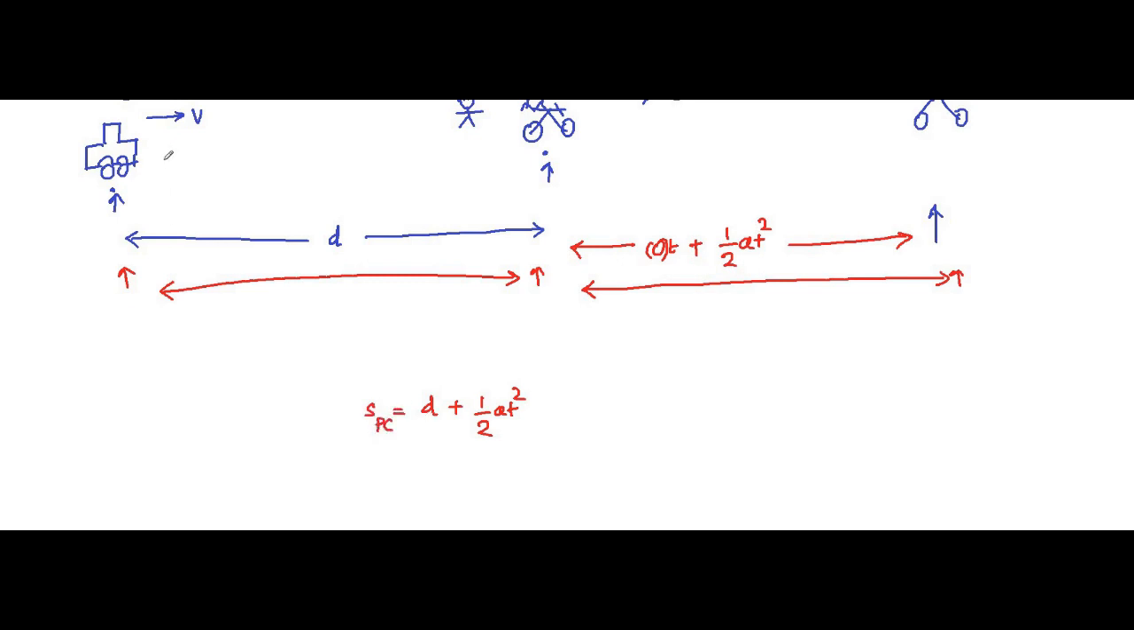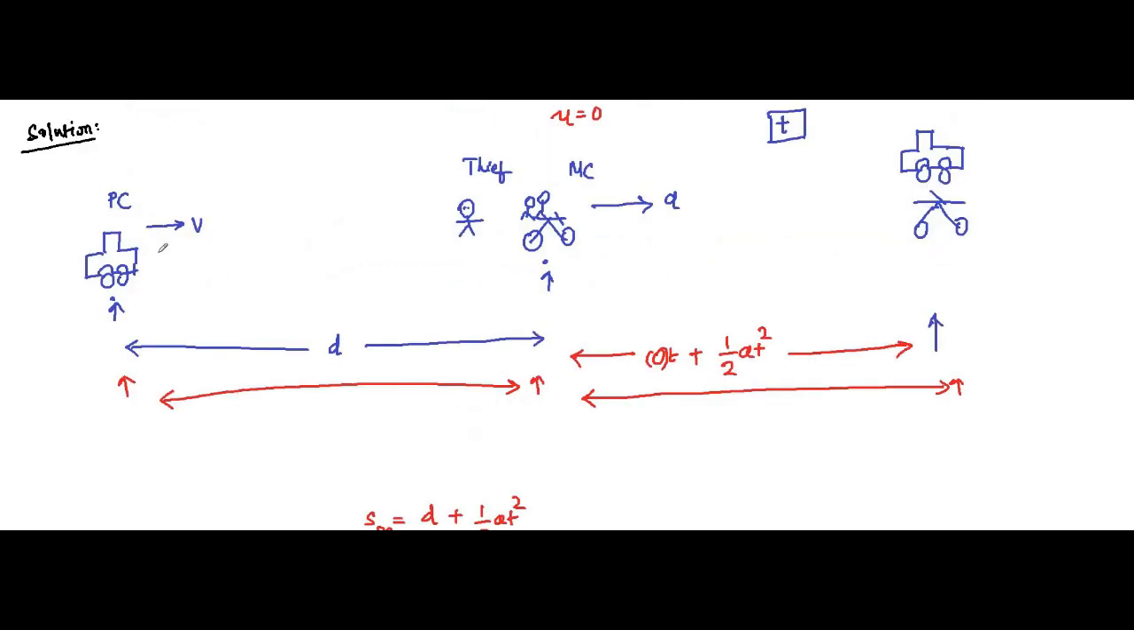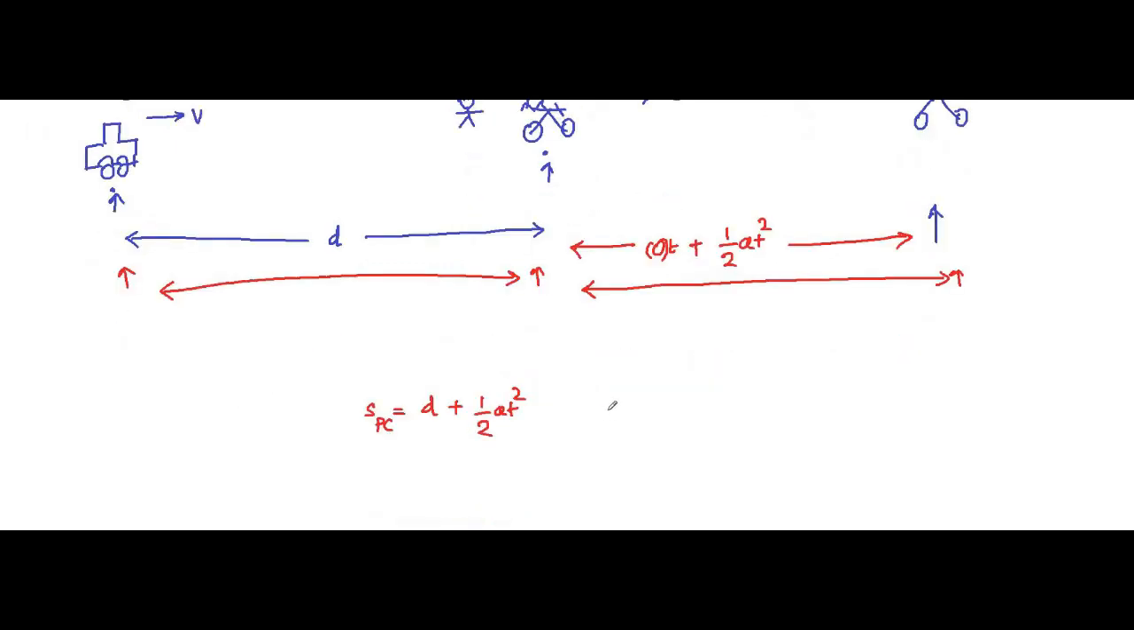The police car is moving with a constant uniform velocity v, and it has to cover this much distance, d plus half at square, in t seconds. So if we take into consideration the constant uniform velocity of the police car, then in t seconds it will cover a distance of v into t, this much distance, covered by the police car in t seconds.